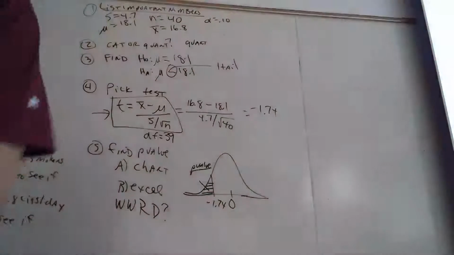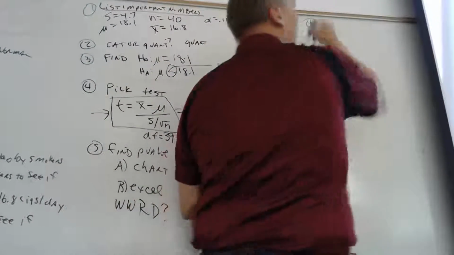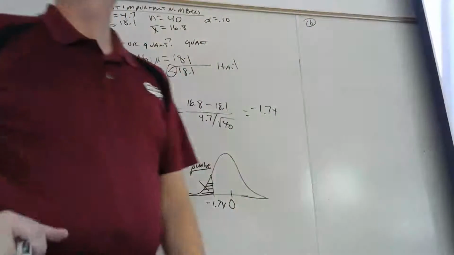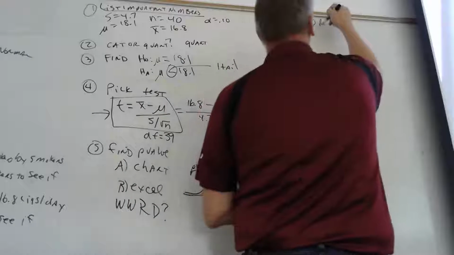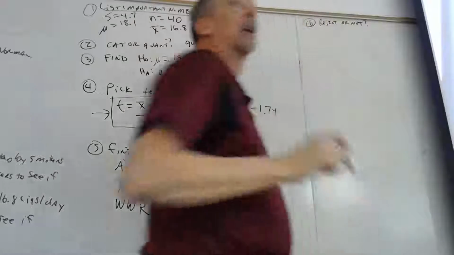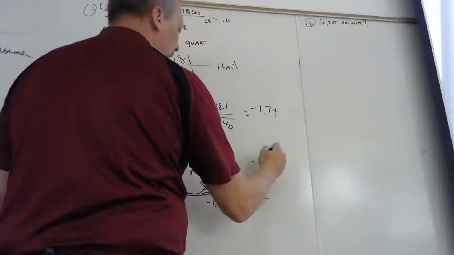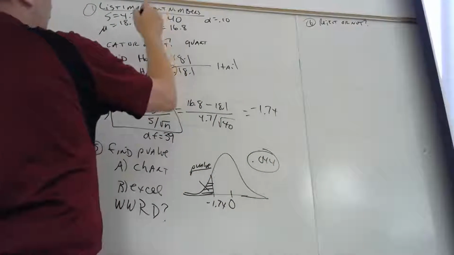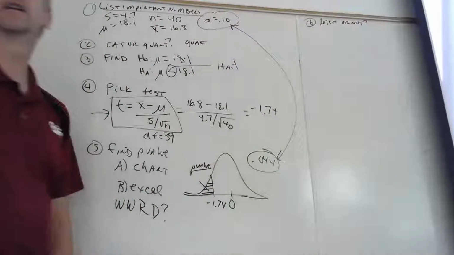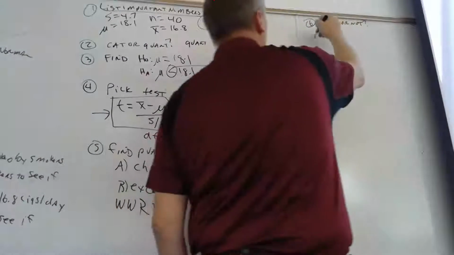Question number 6 that you're supposed to answer is what? Reject. Step 6, reject or not. And the answer is? We do. We're comparing our p-value, which we got as 0.044, to our alpha of 0.10. Is my p-value lower than my alpha? Yes, so therefore I reject the null.